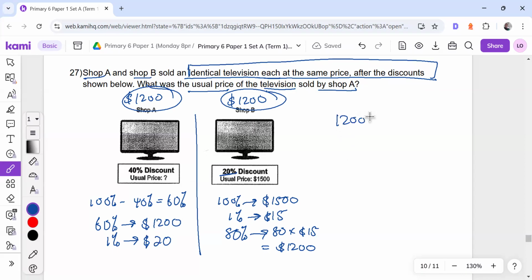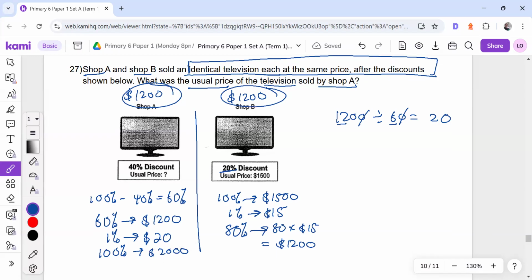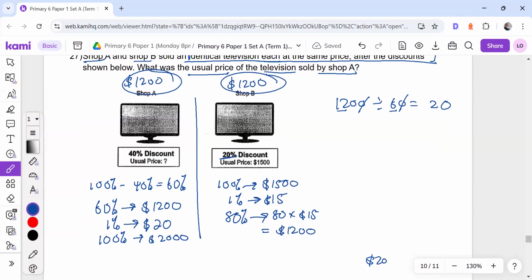And how do you divide by 60? No calculator. You will have to apply the shortcut. Cancel, cancel. 12 divided by 6, 2. Put back the 0, $20. Okay, so 1% is $20. Then what's the usual price? 100%. So 20 times 100, that gives you $2,000, which is your answer. Okay?